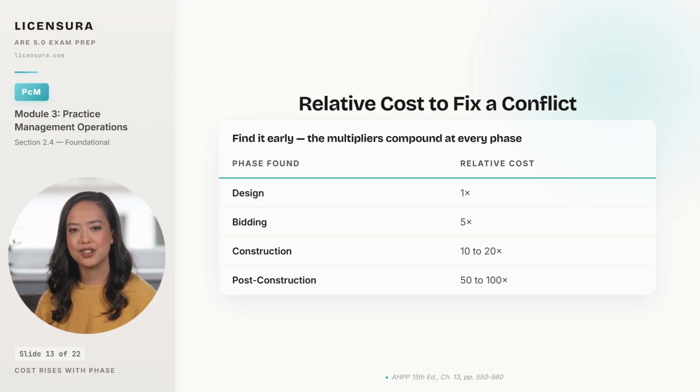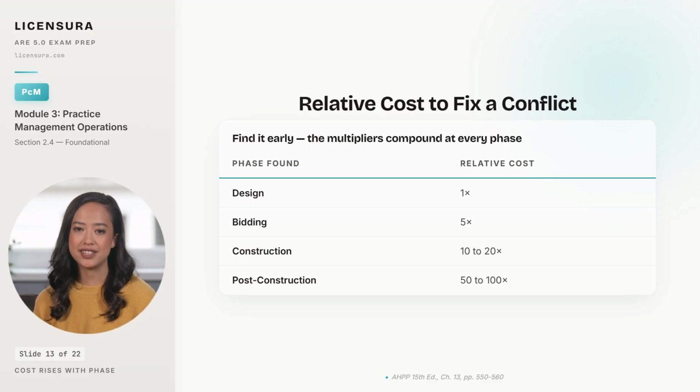The same conflict surfacing during bidding costs 5 times that baseline. Because now the documents are issued and addenda have to be written, contractors have to reprice, and the project schedule may need to shift. The same conflict found during construction costs 10 to 20 times the baseline.